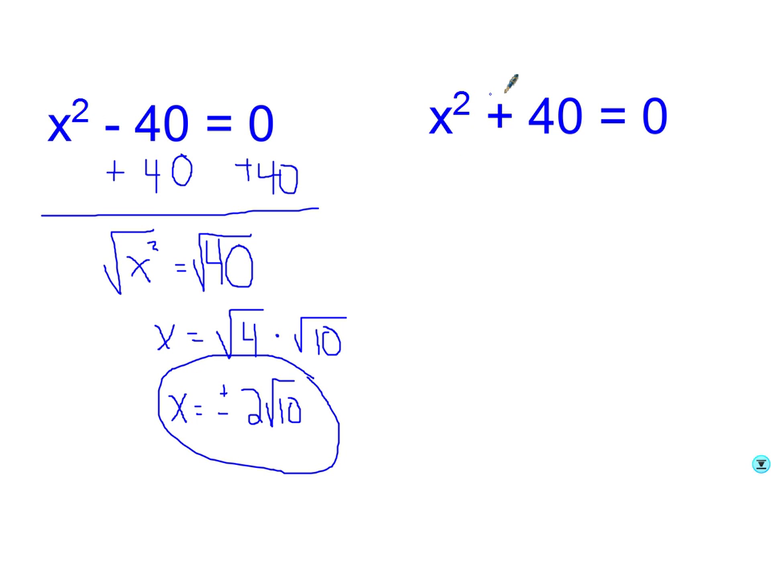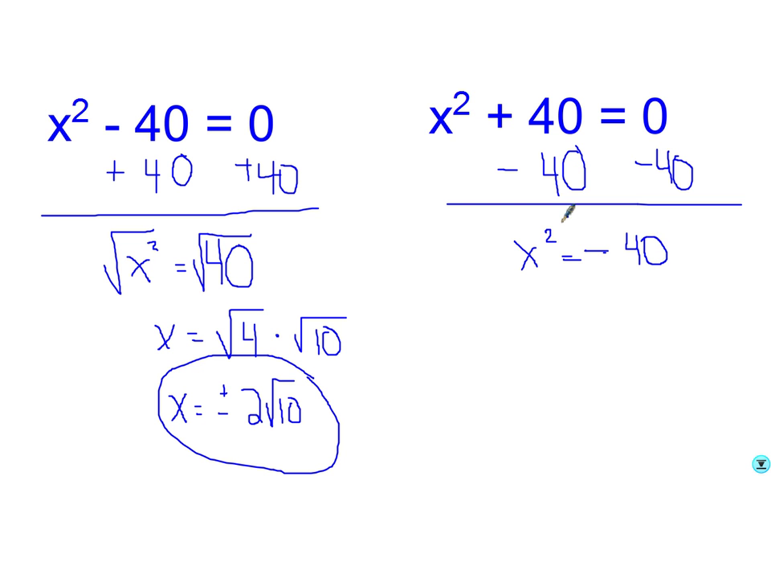Now, I also want to point out, let's try that same thing again, except that's a plus 40. So we're going to minus 40 on each side. And I've got x squared equals negative 40. Okay, now if I take the square root of both sides, wait a minute. I cannot take the square root of a negative number. This would have no solution. You cannot take the square root of any negative number.